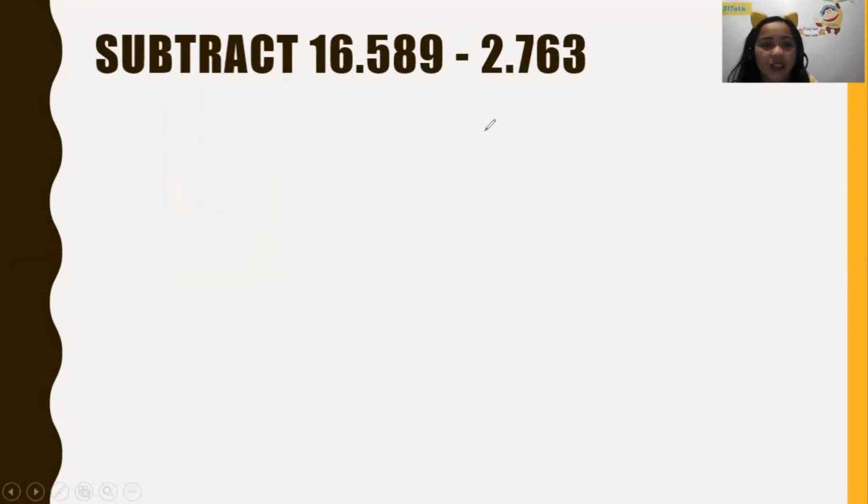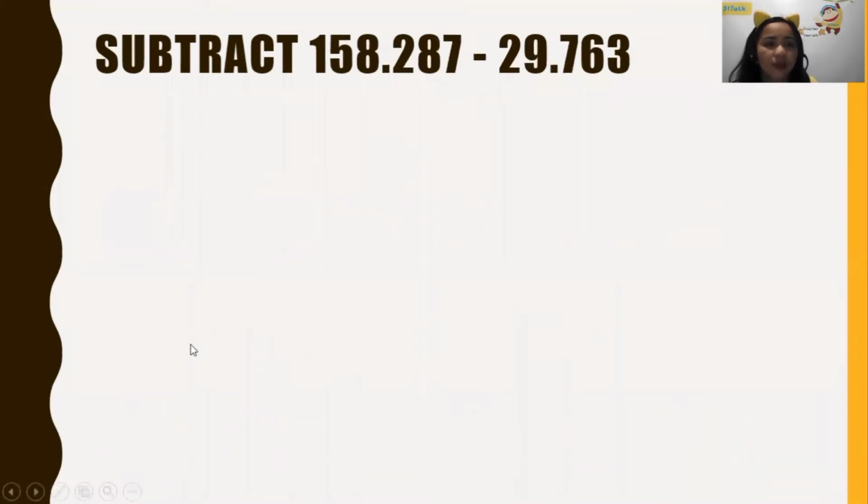Now, let's go to the next example. Subtract 158 and 287 thousandths minus 29 and 763 thousandths. Let us write that in column.